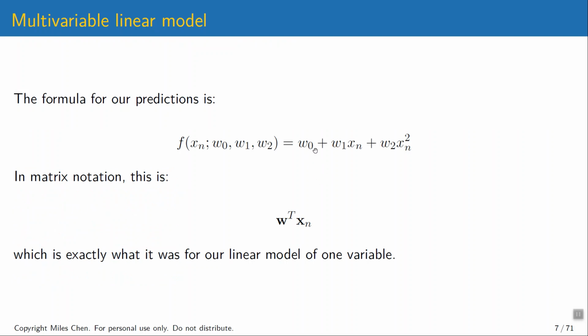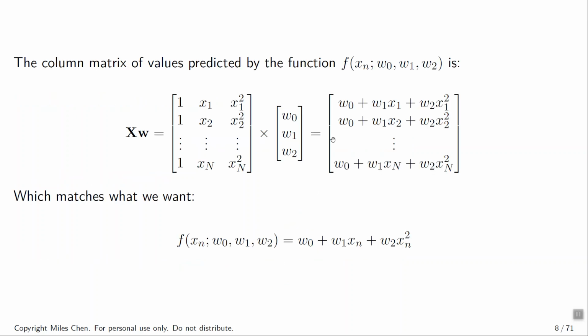Our predicted values are W0 plus W1 times xn plus W2 times xn squared, okay? Which can still be written in matrix notation as W transpose X, okay? The vector W transpose times the vector X, okay? And this is exactly what we had when we were dealing with a linear model of one variable, when it was just the column of ones and the column of x's, okay? And so, using the same thing, the column of predicted values is just going to be XW, exactly as it was before, right?